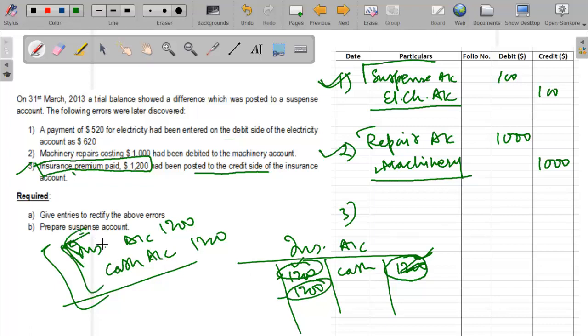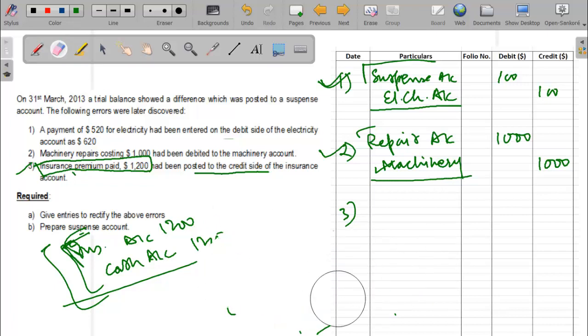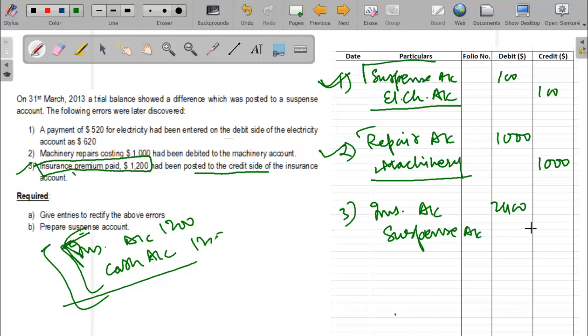As per this entry, now the posting is done. So it means to rectify the insurance account, we have to write a total of how much amount? 2400 on the debit side. So in the entry, the insurance account will be debited with 2400. To complete the entry, we will take help of the suspense account. Suspense account will be credited 2400. So this is the rectifying entry. Now we passed the rectifying entry.